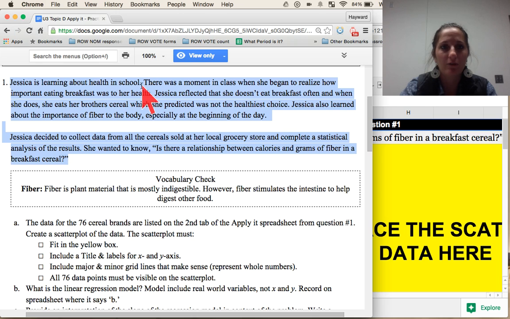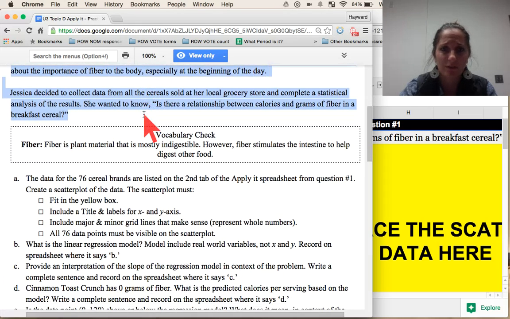Jessica's learning about health in school. There was a moment in class when she realized how important eating breakfast was to her health. Jessica reflected that she doesn't eat breakfast often, and when she does, she eats her brother's cereal, which she predicted was not the healthiest choice. Jessica also learned about the importance of fiber to the body, especially at the beginning of the day.